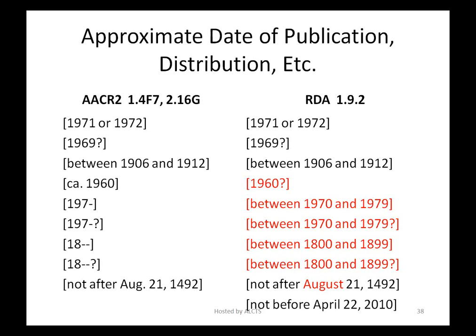Let's talk about dates of publication, distribution, etc., and the changes between RDA and AACR2. In many cases they're the same. You can see from the first three examples there's no difference in how you would record these dates, but we got rid of Latin. Nobody knows circa apparently. So that's being replaced by 1960 ? We're getting rid of the dashes, so that's being replaced by a phrase between 1970 and 1979, or with a ? if the decade is uncertain. And the same thing with century dates. And then you see at the bottom in the last slide, we're getting rid of abbreviations.